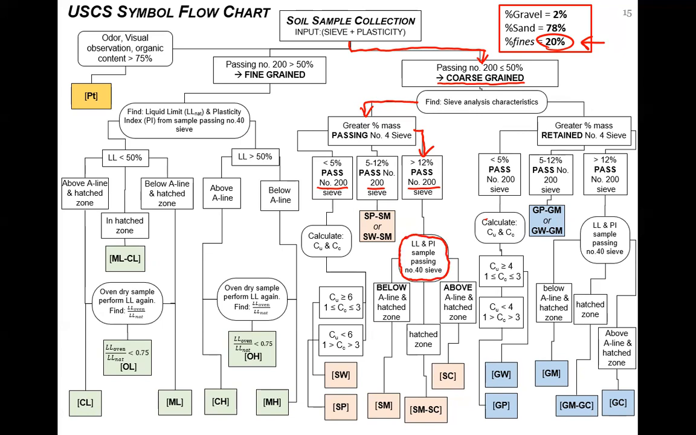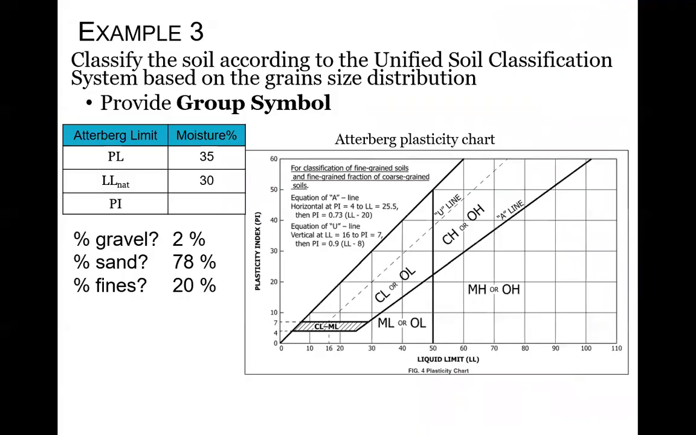And then we look at our chart. So we know it's either going to be an SM, an SM-SC, or an SC. If we look at our chart, you'll see it only has MLs and CLs and MHs and all that stuff. But we know the majority of our soil is still sandy, and this is to define the fine behavior. So the rules still stay the same.